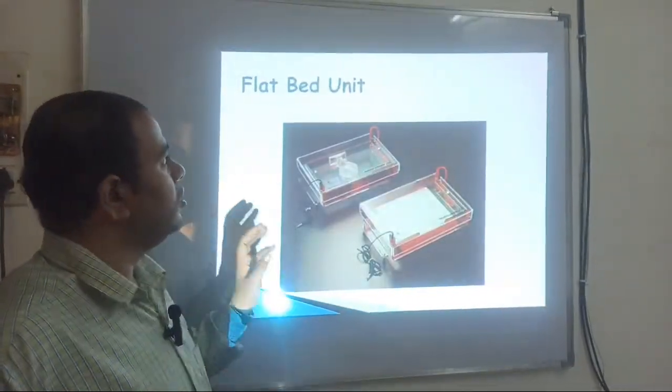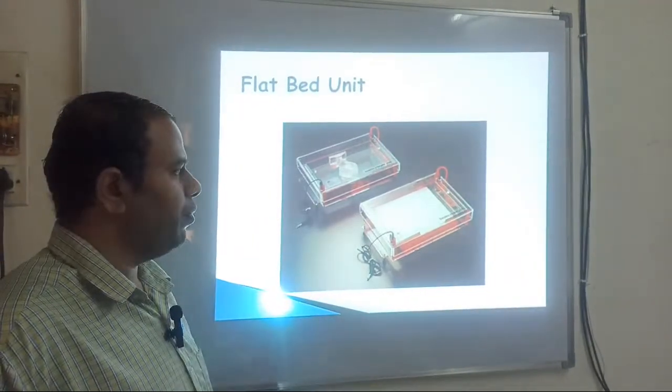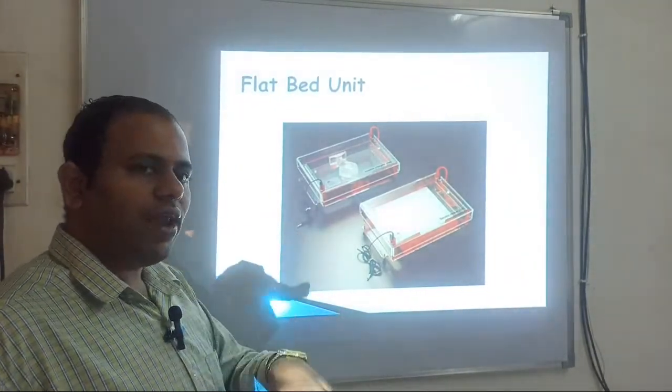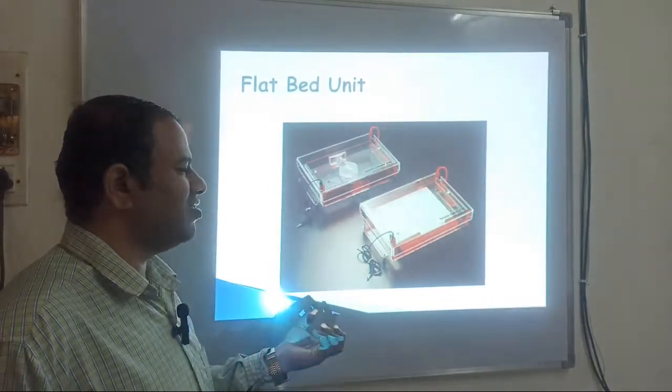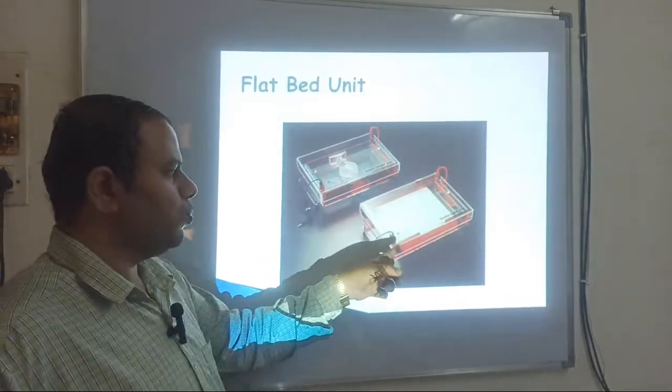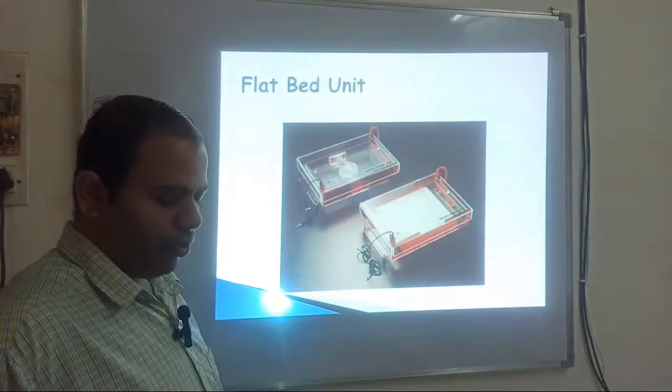Flat bed unit is another type in which the gel is created on a flat bed. There is a specialized casting tray for this, and the gel is poured onto this casting tray.